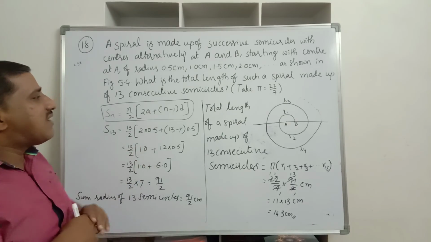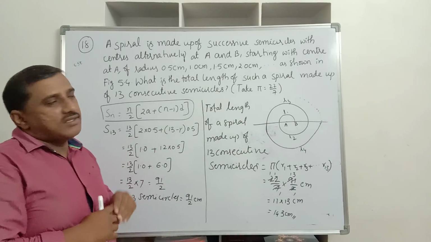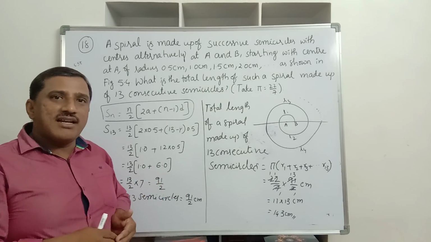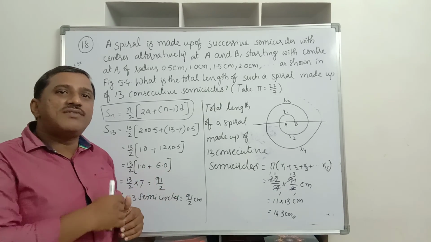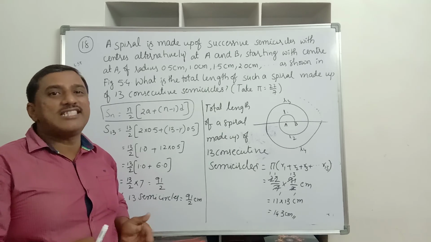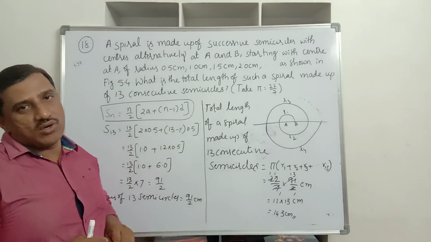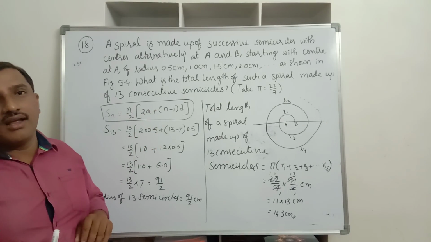You need to identify from the figure what is L1, what is L2, what is L3. In general, the length of a semicircular arc is half of the circumference of the circle, that is pi r. That concept will apply here on arithmetic progressions. Is it clear, children? Yes?